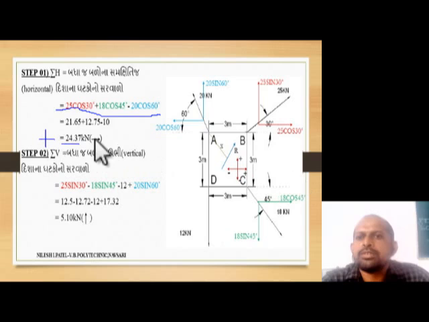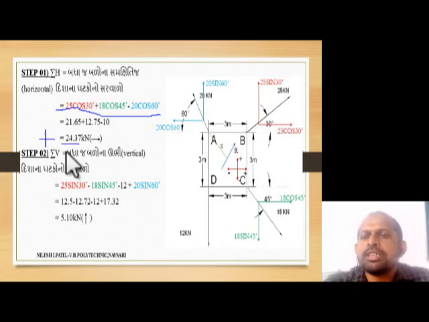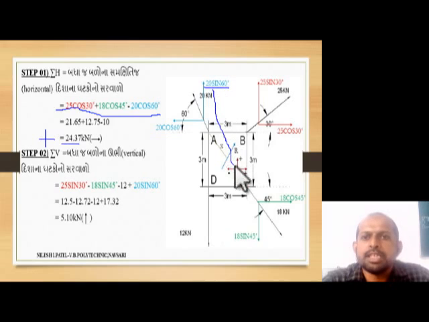So you have to specify here one arrow which moves in the rightward direction, because the value of sigma h is positive. Similarly, my step number 2 is summation of vertical components. બધા જ બળોનો ઊભી દિશાના ઘટકોનો સરવાળો કરો. The same 20 sin 60 degree moves in the upward direction. If it moves in the upward direction, it is always taken positive. So 20 sin 60 is positive.